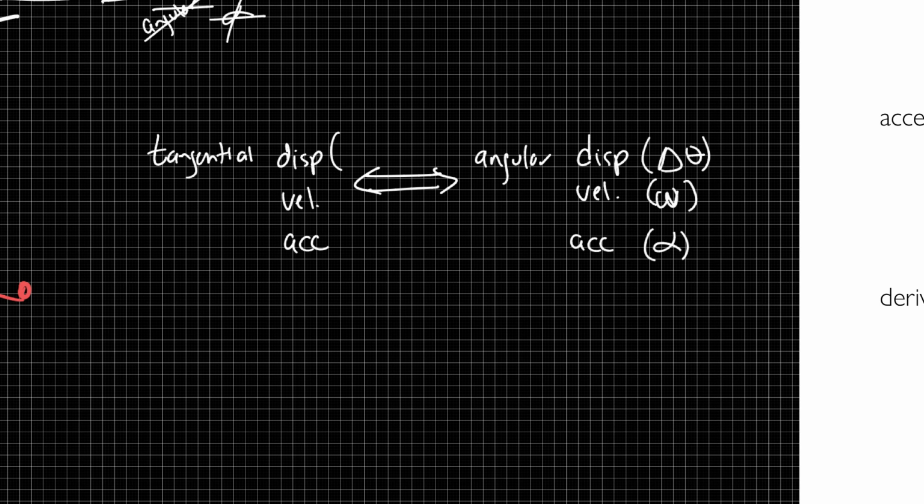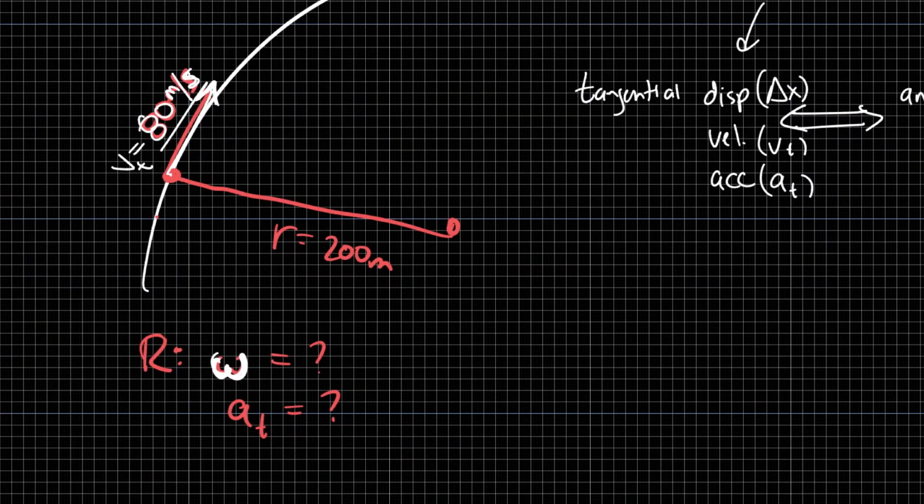And these would normally be delta x. Velocity is v sub t because it's tangential. And the acceleration would be a sub t. Okay, so anytime you're going from one of these to one of those, you just have to multiply or divide by r. Okay, and it's that straightforward. So the question is which one?